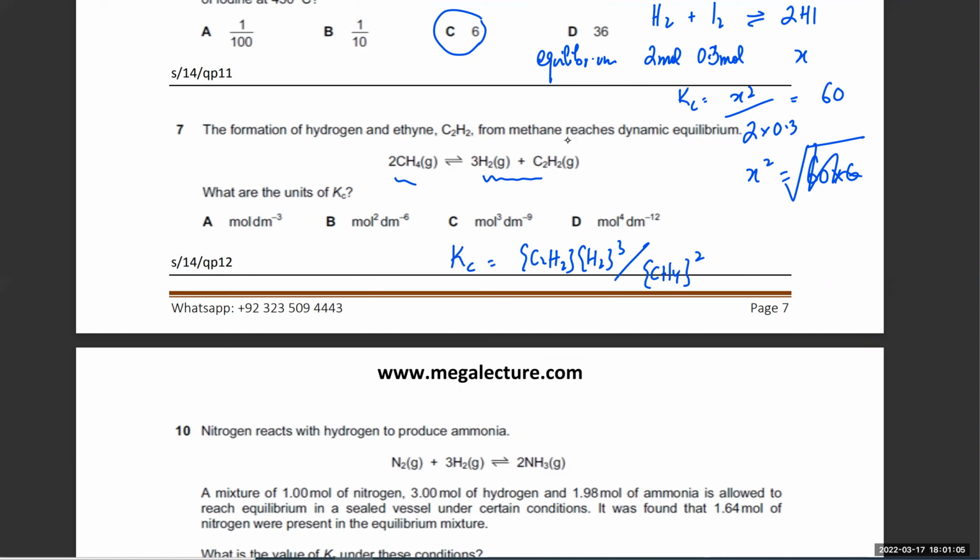So its concentration would be taken as X, so it's going to be X into X cubed divided by X squared. What is it? It's going to be X squared, right? And that's mole squared dm minus 6, mole per dm cube squared. X is mole per dm cube, so it's mole per dm cube into mole per dm cube divided by mole per dm cube squared. Is this one clear?